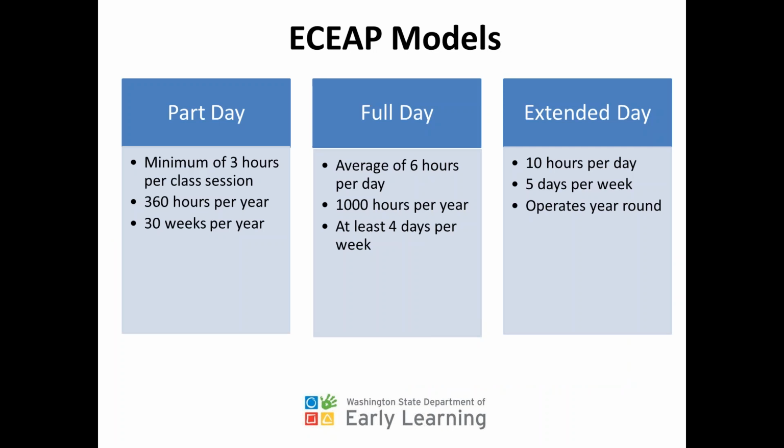Now I'm going to take a moment and talk about the different ECEAP models that are offered around the state. As you can see, there are currently 3 models of service that ECEAP can provide to meet the needs of families and communities. I'll start on the left with the Part Day models. So child slots awarded prior to 2015 required a minimum of 2.5 hours per day, 320 hours per year, spread over 30 weeks. Contractors who received expansion in 2015 or later provide a minimum of 3 hours per class session, 360 hours per year spread out over 30 weeks.